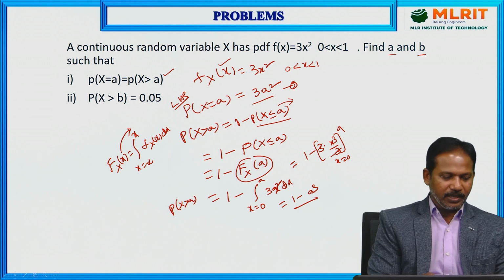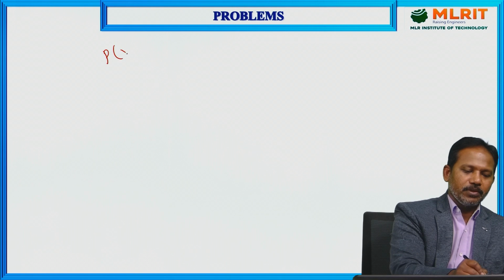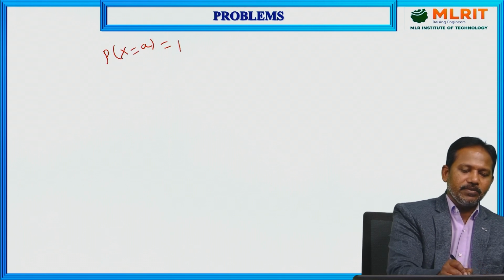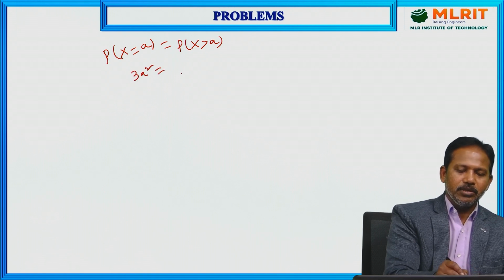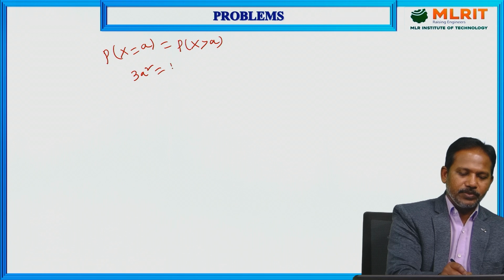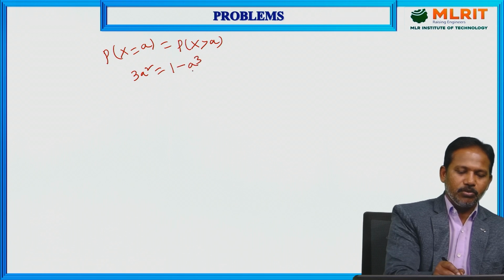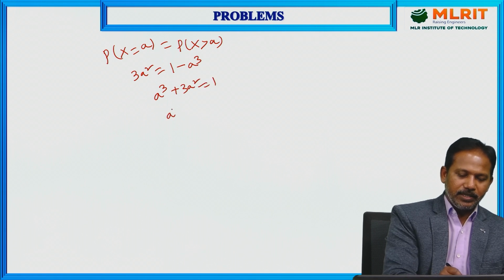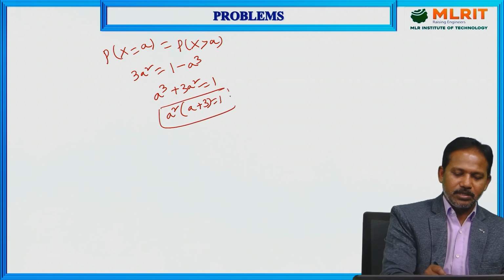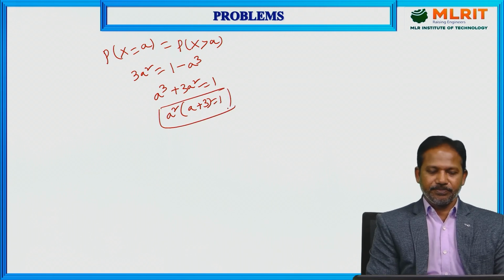So simply, by using the first condition, p of x equal to a is equal to p of x greater than a. We got 3a square on the left, and on the right we got 1 minus a cube. So we can write a cube plus 3a square is equal to 1. Otherwise, we can write a square into a plus 3 is equal to 1. So this is the a value by using that condition.